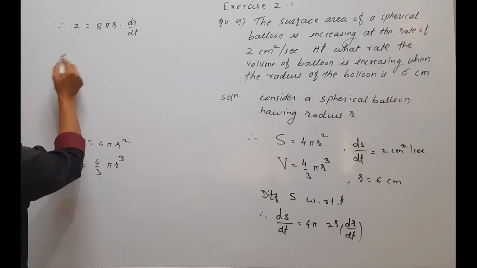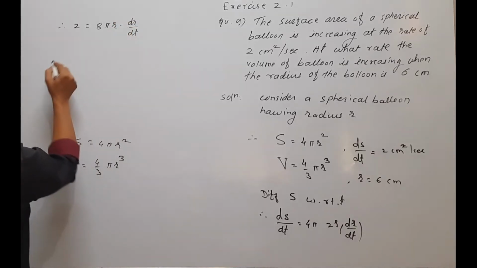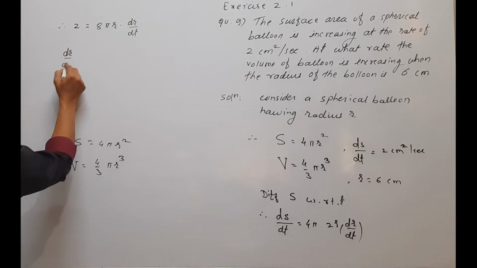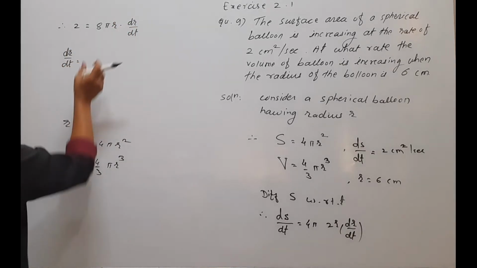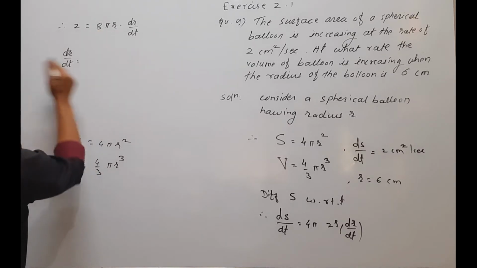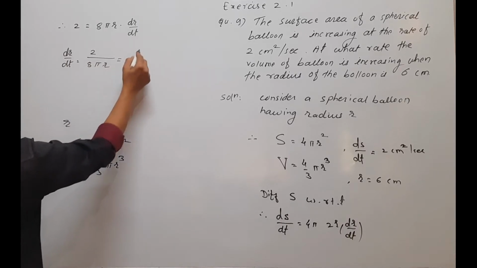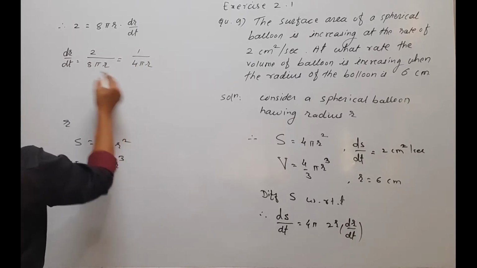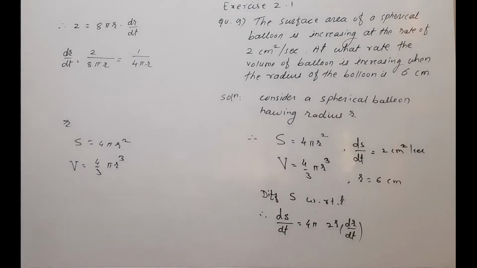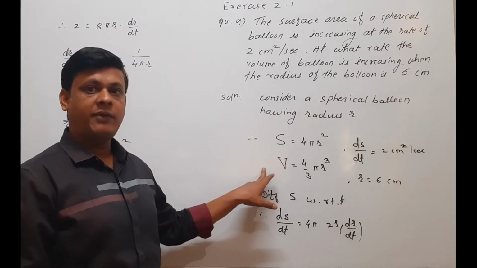So right here, you can write the value of dr by dt from this. So write dr by dt is equals to, we transfer this 8 pi r to the left hand side. So we get here 2 upon 8 pi r, that is 1 upon 4 pi r as the value of dr by dt. Now we have to find dv by dt.